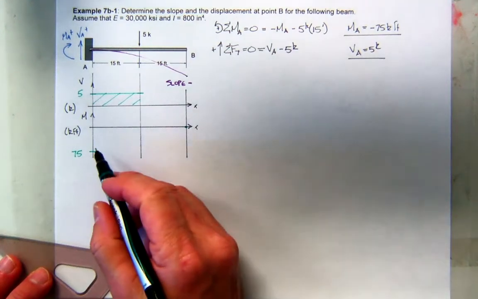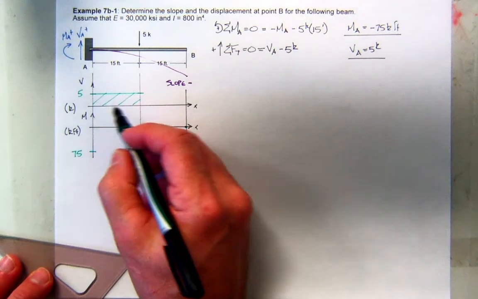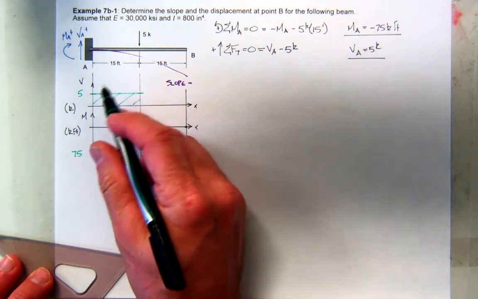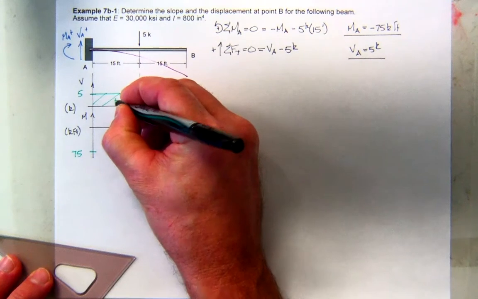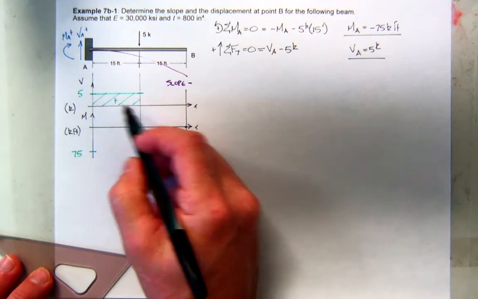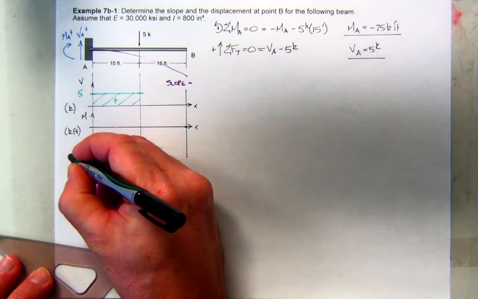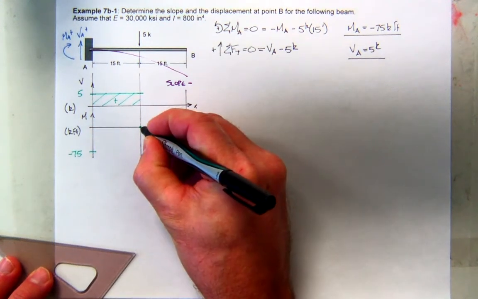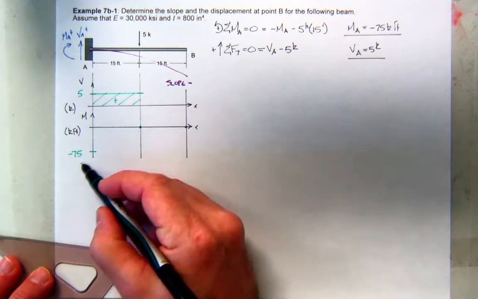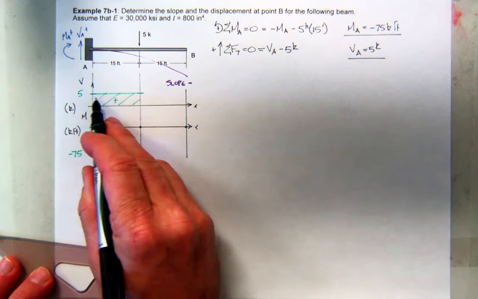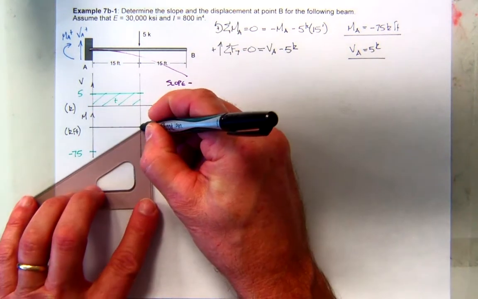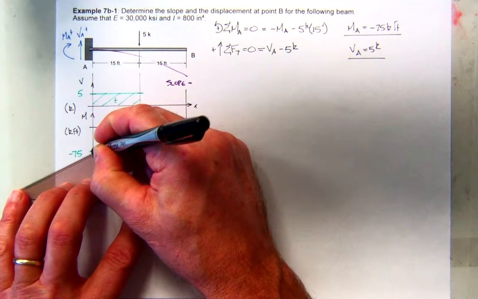And we know the change in moment between any 2 points is the area of the shear diagram. So this area is positive, has a base of 15 and a height of 5. That's positive 75. So negative 75 plus 75 brings me to 0. And I know the slope of the moment diagram is the value of the shear, and the shear is constant and positive. So there's my moment.